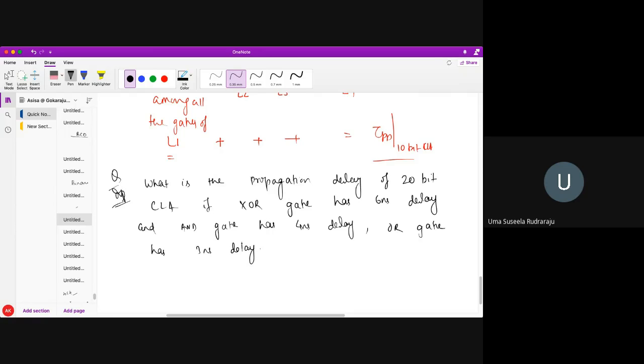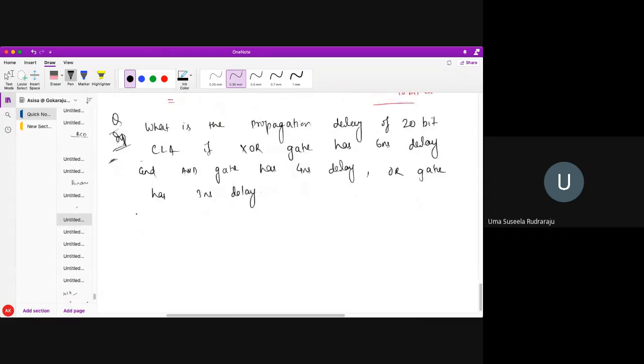So now you have to calculate. This is a very important 2-mark question. Sometimes some 5-mark question also may come up. So you need to know what is actually being asked in the question. You need to find out the propagation delay, tau PD, of 20 bit CLA.